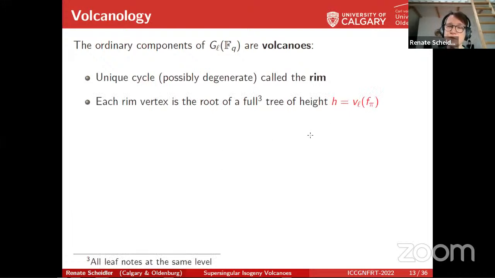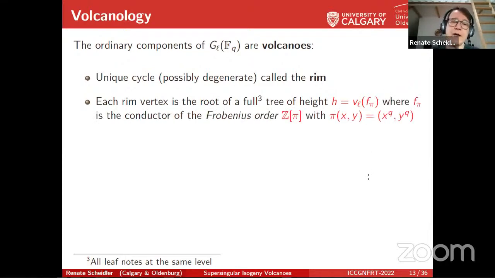And the height of this tree is this object here, VL of F pi. VL is the L-adic valuation of this thing, F pi. And what is F pi? F pi is the conductor of the Frobenius order. So the Frobenius is given by mapping a point, the coordinates, just to the q's power, and that satisfies a quadratic equation. And as such, it generates a quadratic order, and this is the conductor of that order. That's the height of the tree, okay?